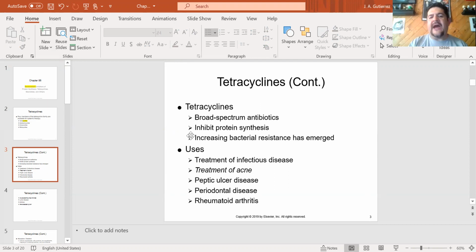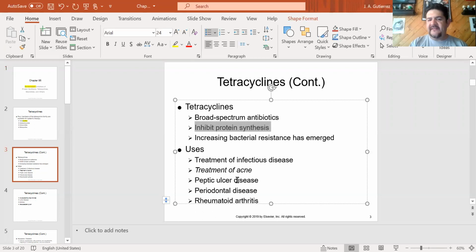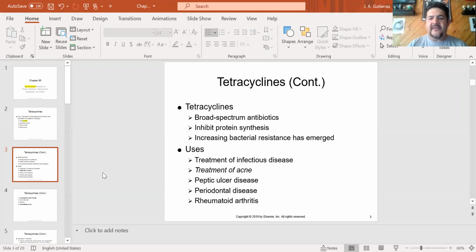So again, how do they inhibit the bacteria? They inhibit protein synthesis. That way, the bacteria cannot multiply. That will limit the spread of the infection, and we just wait for the normal life cycle of the bacteria to finish. Just like any other antibiotic, when you abuse one, eventually there's going to be resistance from the bacteria.